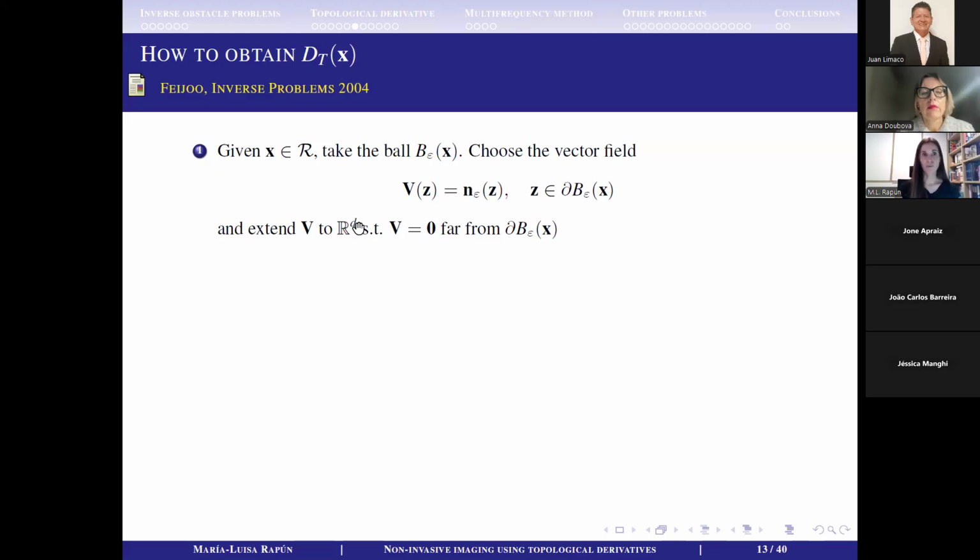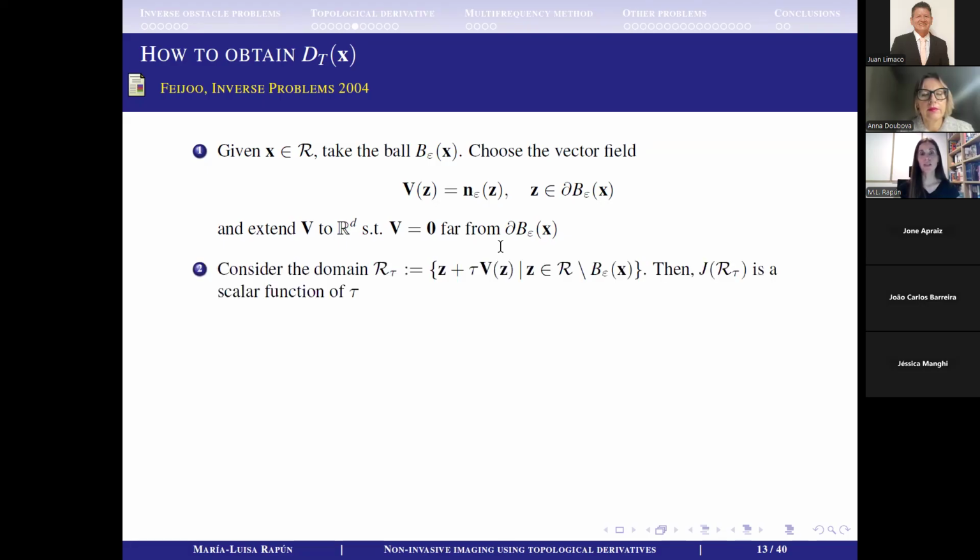And the way is as follows. If you want to evaluate the topological derivative at a point x from the region, we take a ball of radius epsilon and then define a vector field which is equal to the normal vector at the boundary of the ball. And then you extend this vector field to the remainder of the space such that this function is equal to 0 when you are not close to the boundary. Then the next step is to consider your region without the ball and the transformation of this region when you perturb it in the direction of this function b.